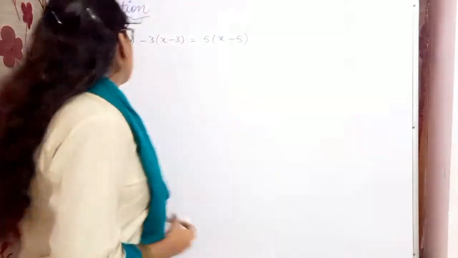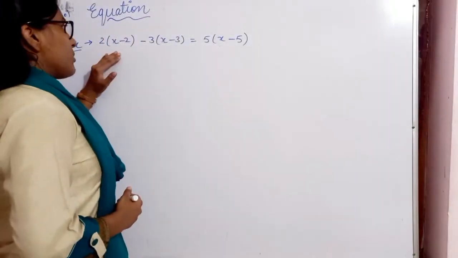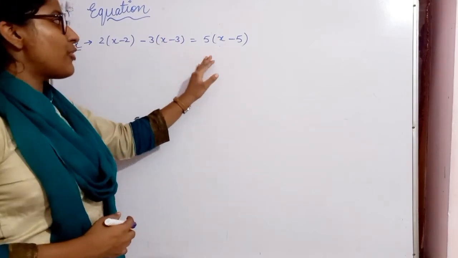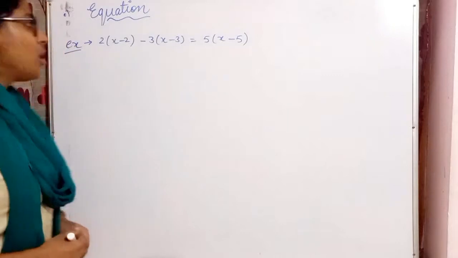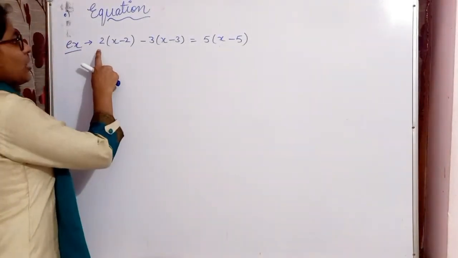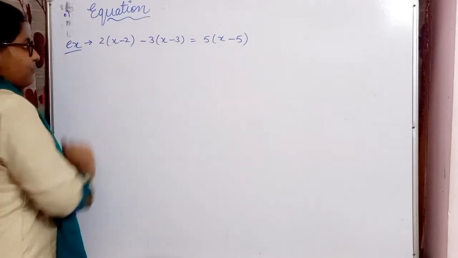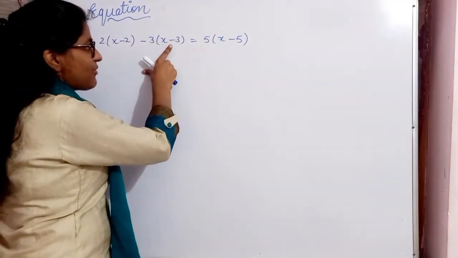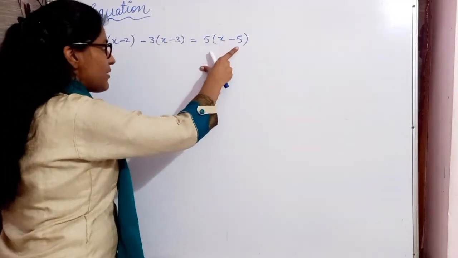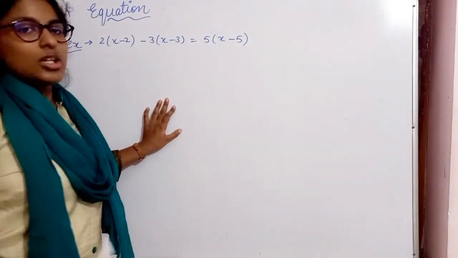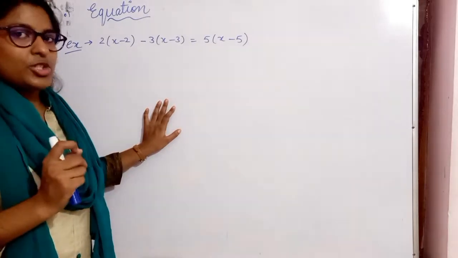Let's see here. 2 times (x minus 2), minus 3 times (x minus 3), equals 5 times (x minus 5). Now you can see this 2 is multiplied with this bracket. No sign is here, it means it is multiplied. This 3 is also multiplied with this bracket and this 5 is also multiplied with this bracket. If you remember, this is just like the distributive property.